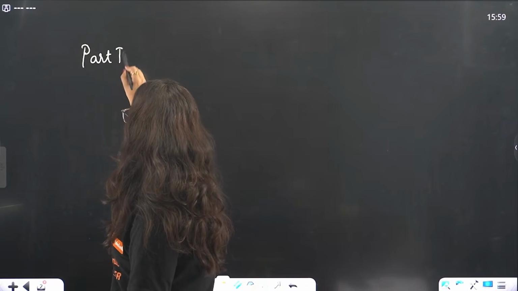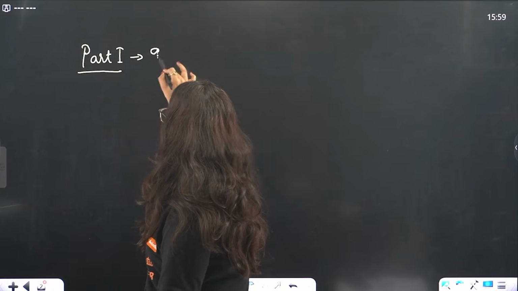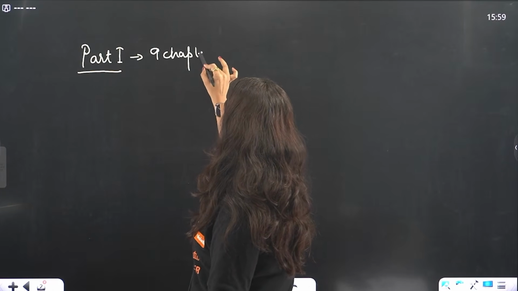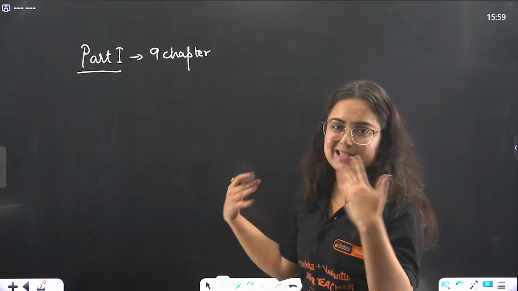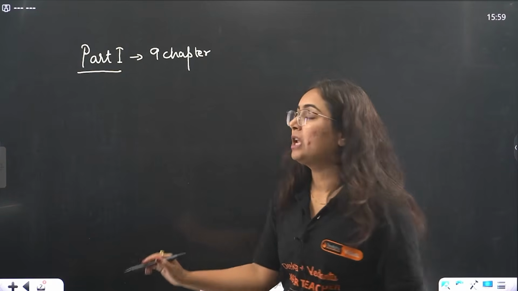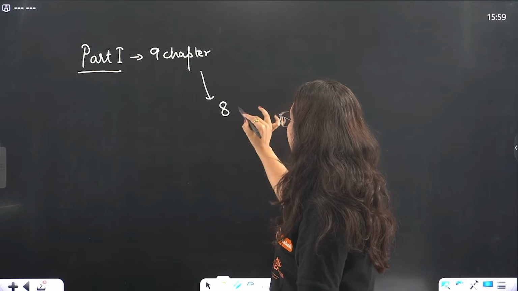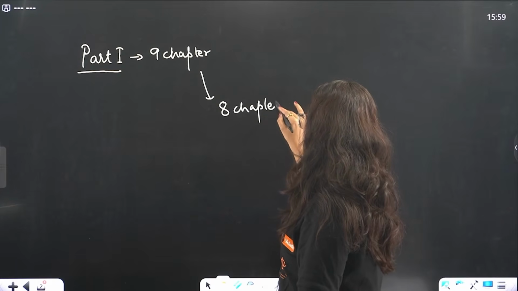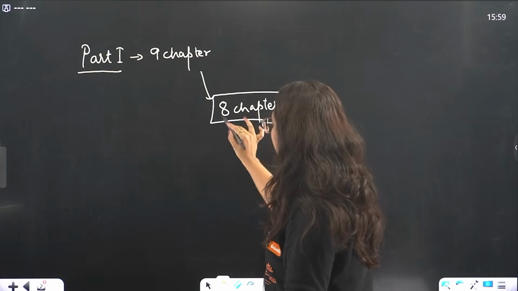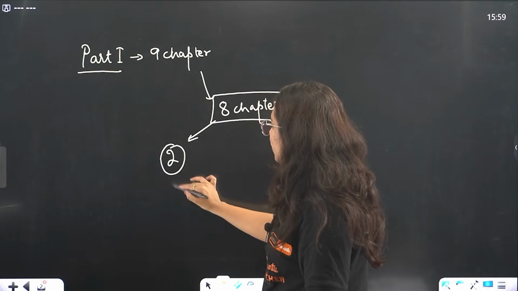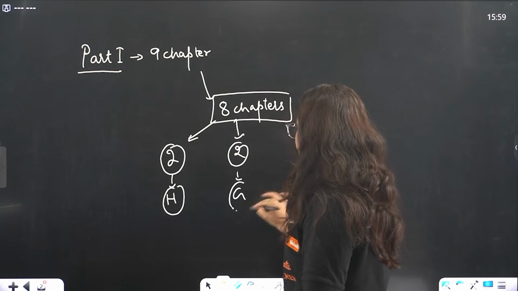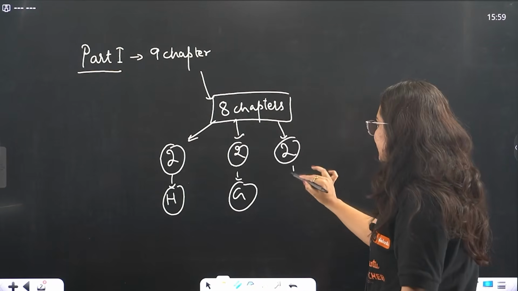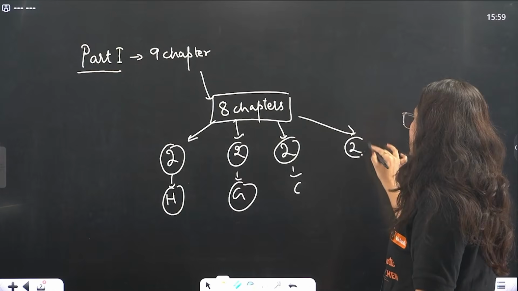So beta, up till now, only your one book is released, that is the part 1 book, which contains 9 chapters. One of them is very easy, that is Understanding Social Science, and I am not going to talk about that. Rather, we have 8 chapters which are quite big as well as complicated. Among them, 2 chapters are from history, 2 chapters from geography, then 2 chapters from civics and the last 2 chapters from economics.